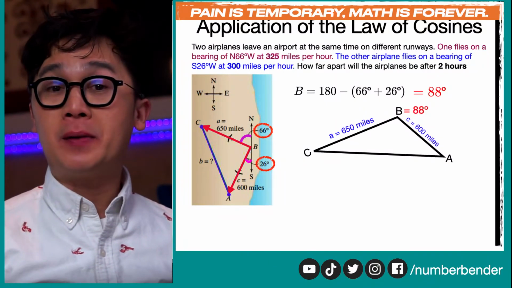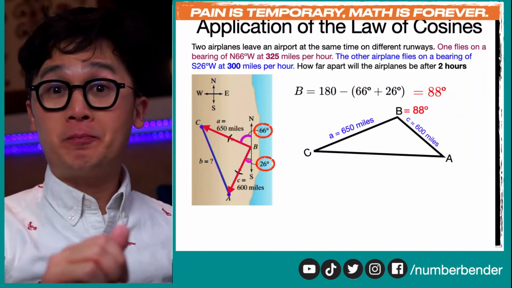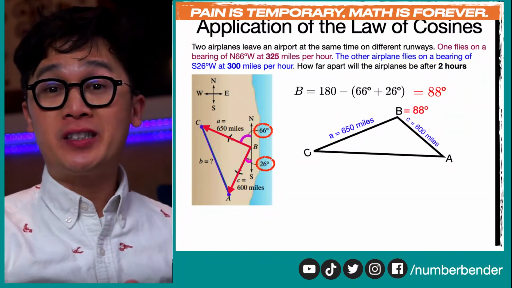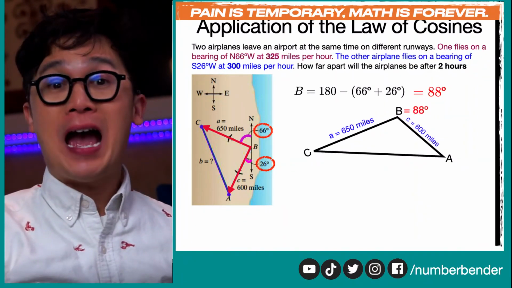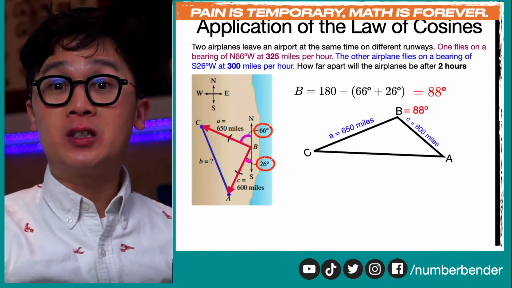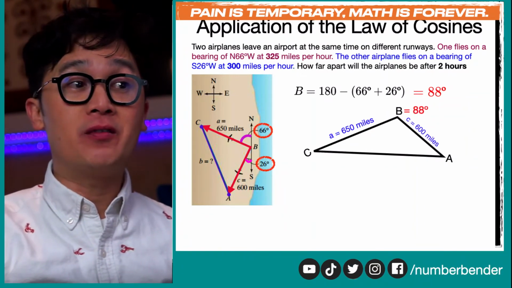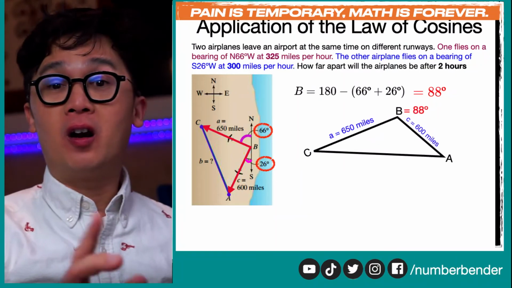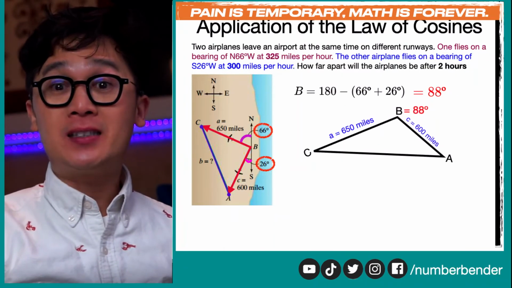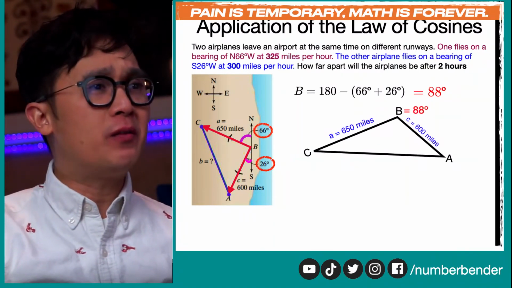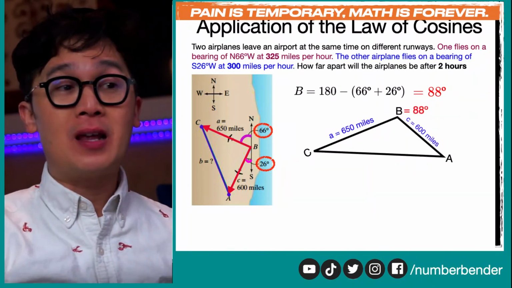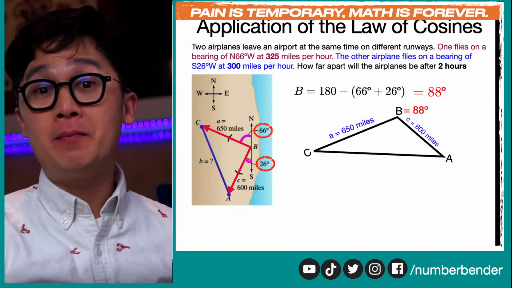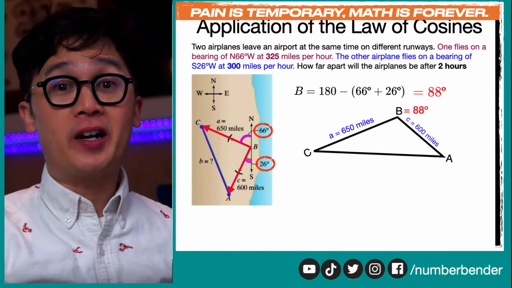And the reason is because we know that the velocity of the first plane is at 325 miles per hour. So after 2 hours, all you need to do is to multiply it by 2. So we'll have 650 miles. And for the other distance, we'll have 300 miles multiplied by 2, and after 2 hours, the plane is at 600 miles from its starting point.